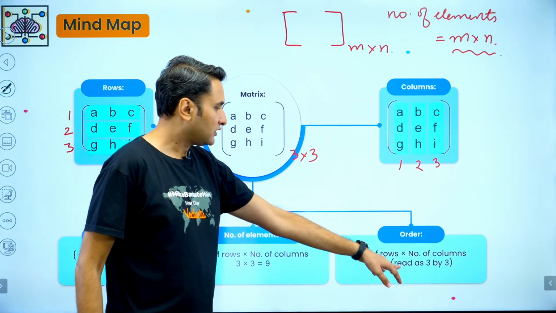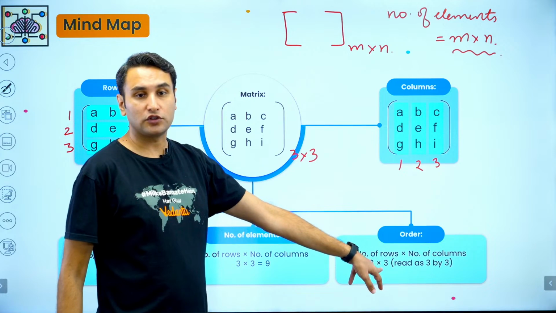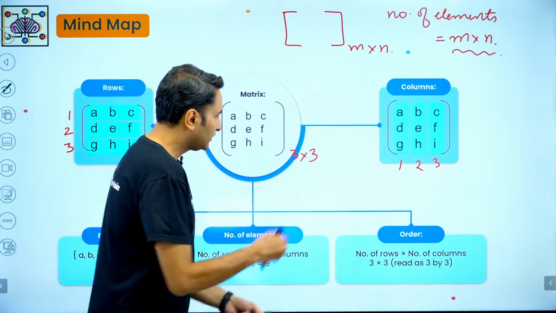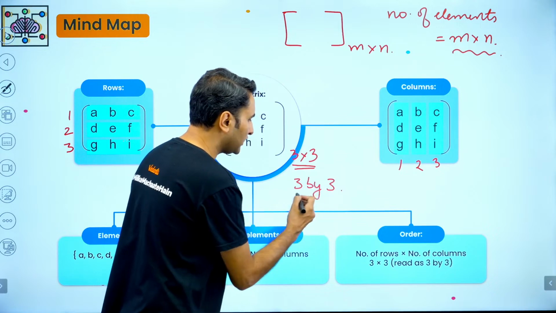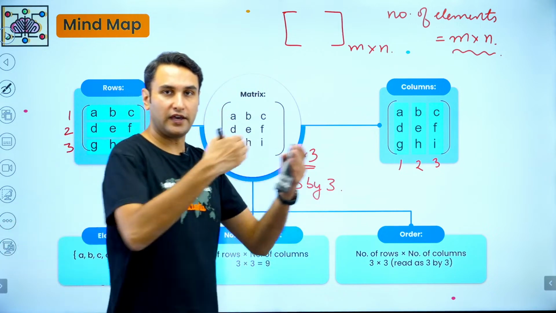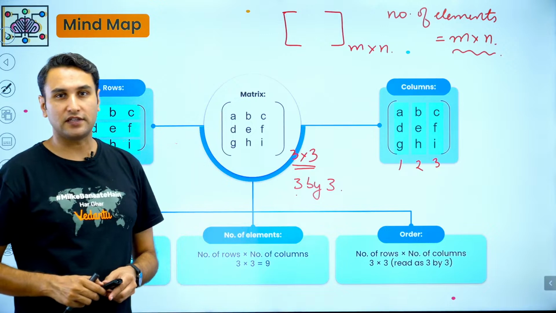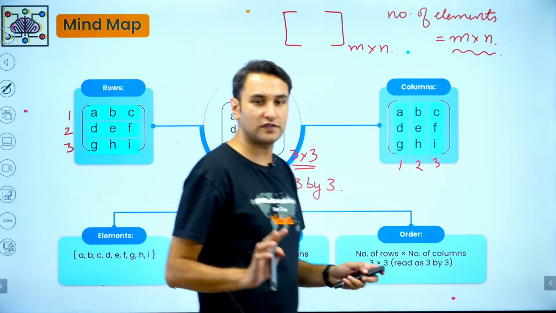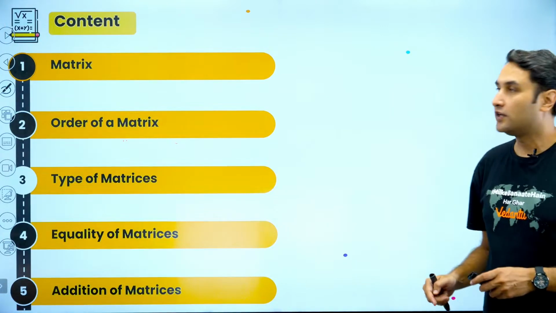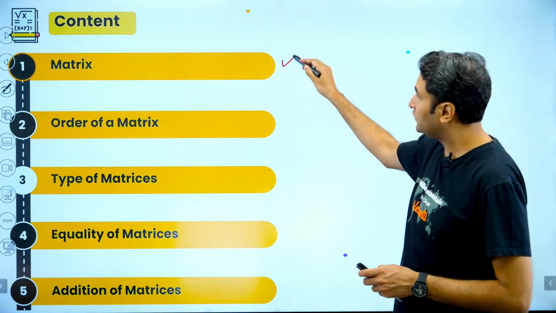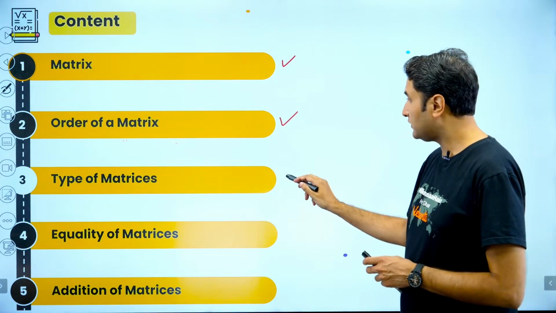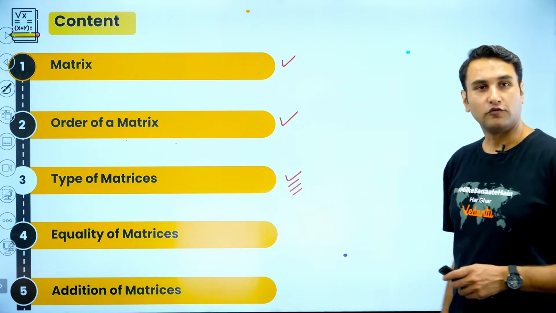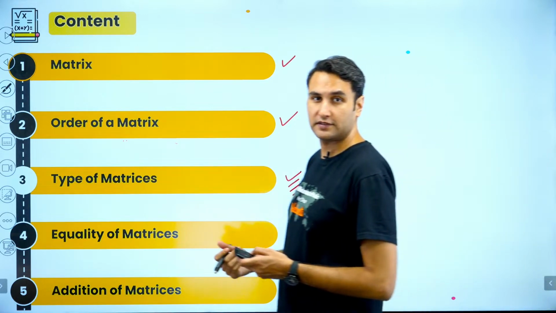What is the order? You read the order as 3 by 3, don't read it as 3 into 3. The order is read as M by N. M by N is the order of the matrix. This is what we have studied till now. Let's move ahead. We are done with the basic definition of it, and we understand the order of it. Now let's try to study what the different types of matrices are.